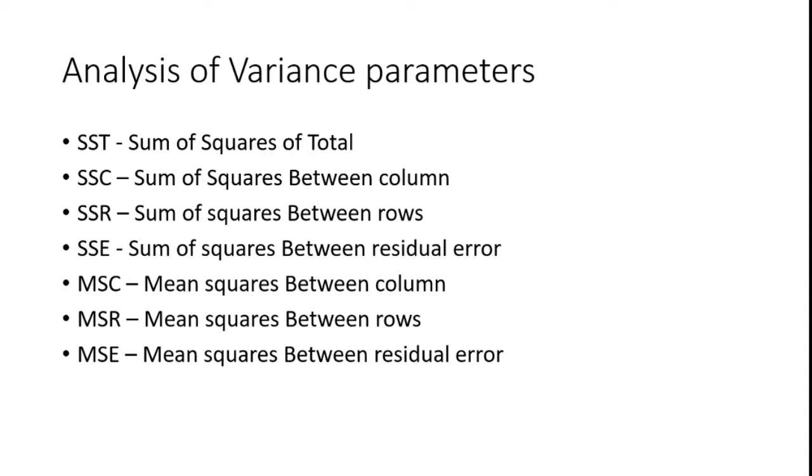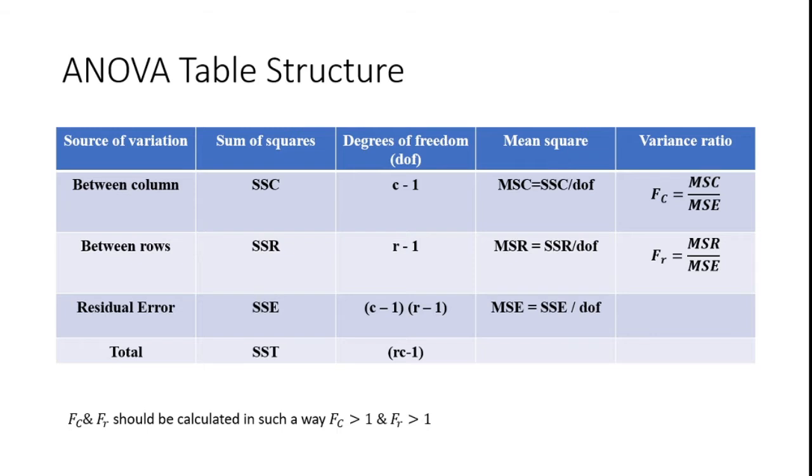Here, the analysis of variance parameters are the sum of squares of total, sum of squares between columns, sum of squares between rows, sum of squares of residual error, mean squares between columns, mean squares between rows, and mean squares of residual error. Let's see the meaning of these terms. Before going into the ANOVA table explanation, we should be aware of the structure and contents available. It has some rows and columns in its table.